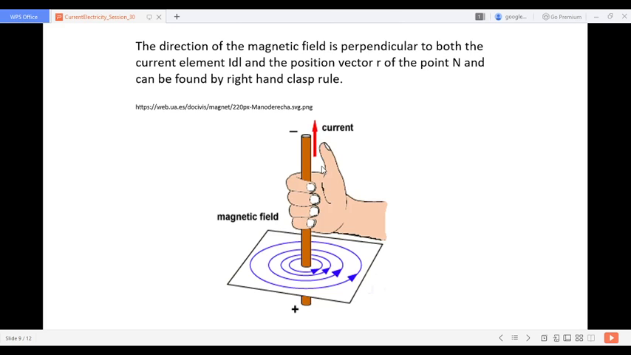Right hand clasp rule states that if the current carrying conductor is held in the right hand such that the thumb points the direction of the current and the other 4 fingers curl around the conductor as shown in the figure, then the curled fingers show the direction of the magnetic field produced.